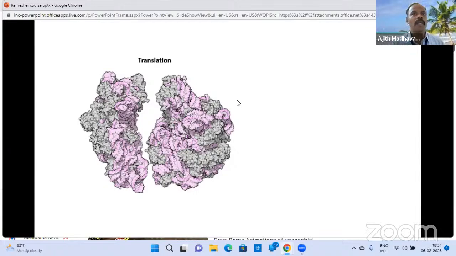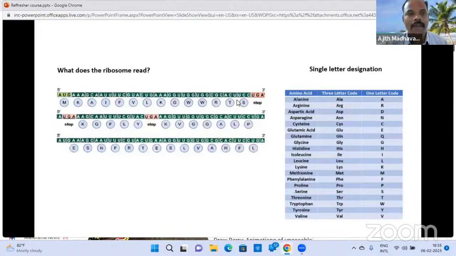The ribosome is a huge molecule. There are some people who consider even the ribosome to be an organelle. It's a huge molecule. The ribosome is made up of 2 components, a larger subunit and a smaller subunit. There is little variation between the eukaryotic ribosome and the prokaryotic ribosome. I'll talk about that in a little while.